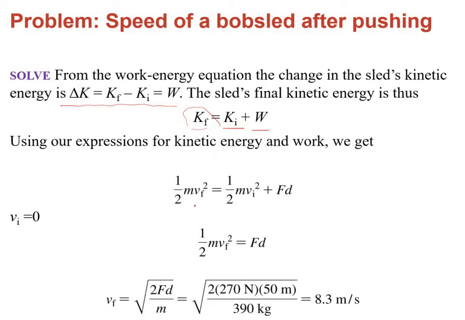And so half m v final squared is equal to half m v initial squared plus the work done by the constant force. It's just force times distance, because there's usually a cosine theta, which is 1 in this case, because force and displacement are in the same direction, so theta equals 0. V initial is 0, so you're just left with half m v squared equals force times distance. You rearrange the equation, and when you plug in the numbers, it's 8.3 meters per second. So that's the velocity at the end of that displacement of 50 meters.